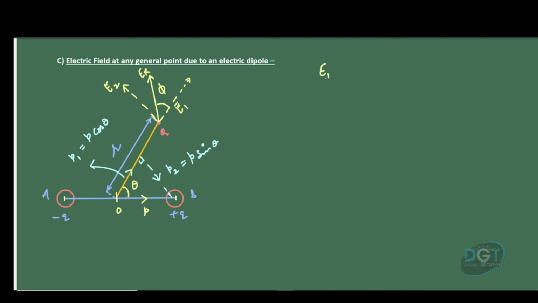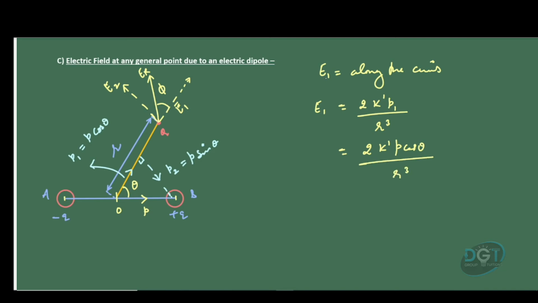So here we can write E1 is along the axis, and from the previous derivation we know electric field along the axis due to an electric dipole is given by 2k'P1 upon r cube. Here P1 is P cos theta, so this will be 2k'P cos theta upon r cube.